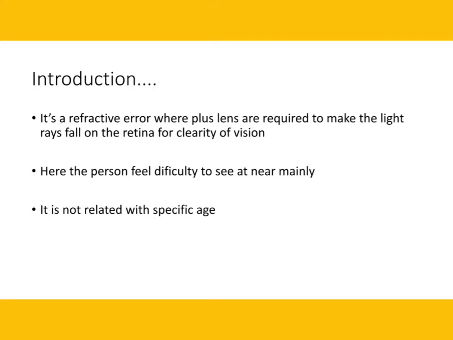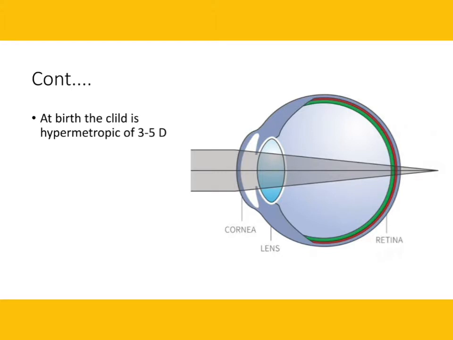So we can say hypermetropia is a refractive error, and presbyopia is a physiological problem where the lens loses its elasticity, so the accommodation ability is decreased, and the person needs some addition power to see near objects. Now here you can see that light rays coming from infinity, which is why they are parallel to each other, are getting focused behind the retina.